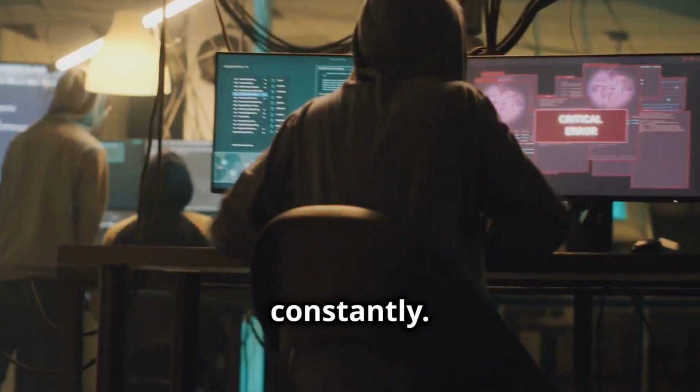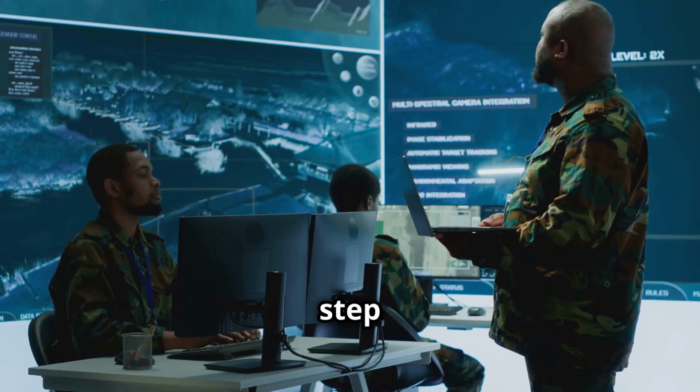Cyber threats evolve constantly. Is your organization prepared? Implement these tools today to stay one step ahead of attackers.